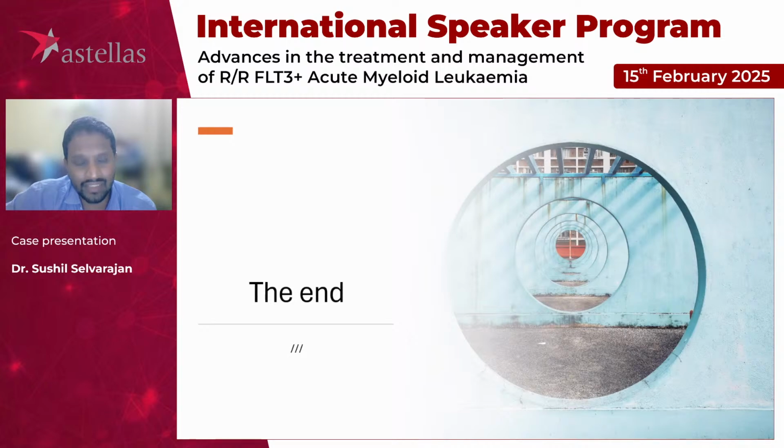So we had started 7+3, and the plan was that if we get FLT3 reports positive, we often add on the midostaurin onto the first cycle. But by that time, she was too sick to consider any other drugs, and we really needed her to recover from the cytopenia at that point of time.